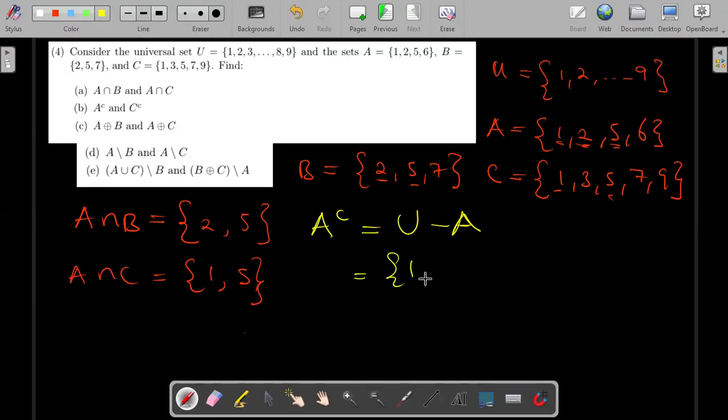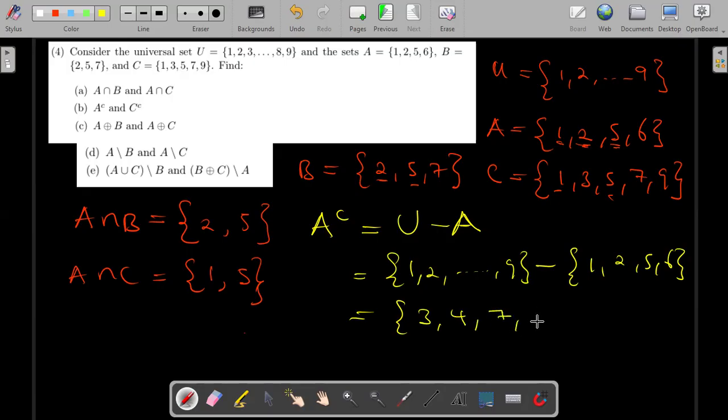So here I have the universal set listed as 1, 2, all the way up to 9. Then I have my A, which is listed as 1, 2, 5, 6. So I'm subtracting or removing these elements that are in A. 1 is in the universal set, so I remove that, it will not be part of my complement. 2 is in the universal set, I remove that, it won't be part of my complement. 5 is in the universal set, won't be part. 6 is in the universal set, won't be part. Which leaves me with what elements now? It's going to leave me with 3, 4, and then 7, 8, and 9. So this here is my A complement.